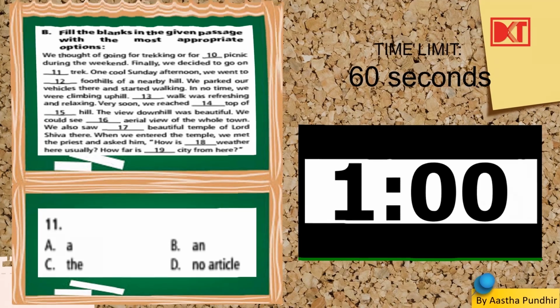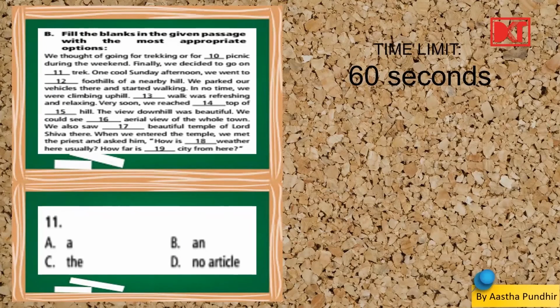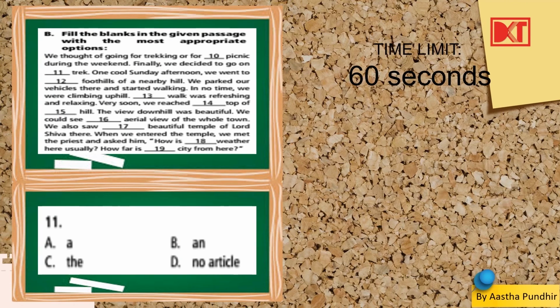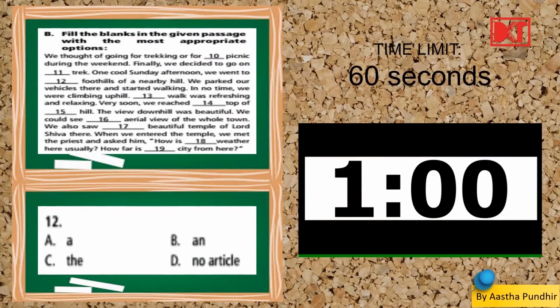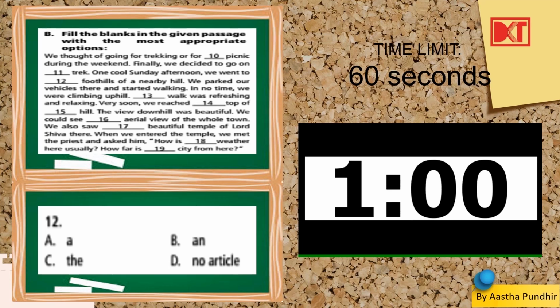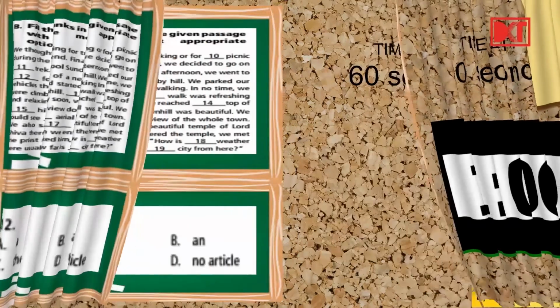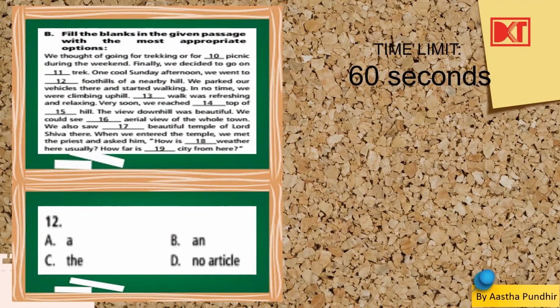So finally we decided to go on dash trek. Out of trek and picnic, they decided to go on what? Go on a trek, any general trek. Alright. Then we have: one cool Sunday afternoon, we went to dash foothills of a nearby hill. We parked our vehicles there and started walking. Here we are referring to foothills. First of all, that's plural, and we are talking about a specific hill. So the foothills of a nearby hill. C.